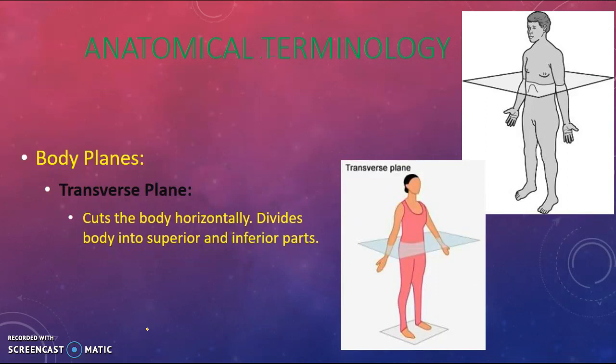Then we have the transverse plane. The transverse plane is going to cut the body into half, into superior and inferior parts, so above and below. Movements through this plane are going to be movements where you're twisting, so maybe doing a medicine ball twist when you're working out your abs.